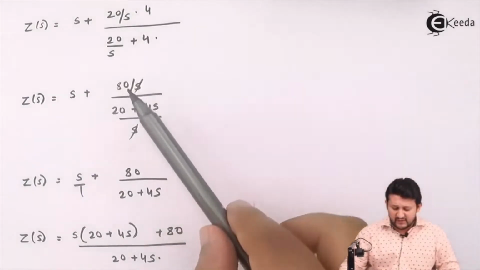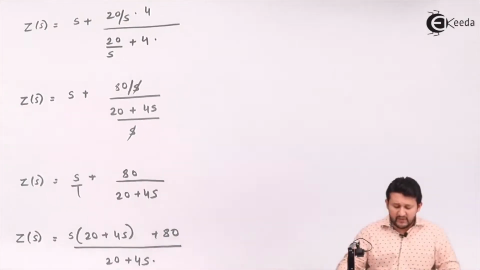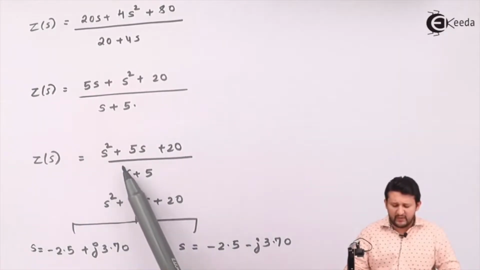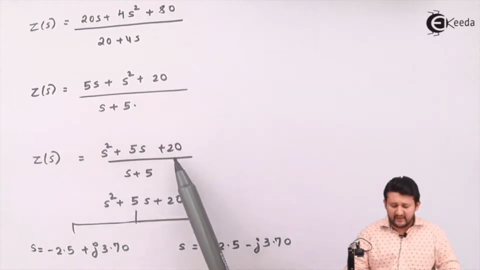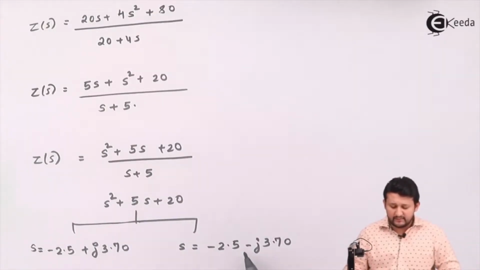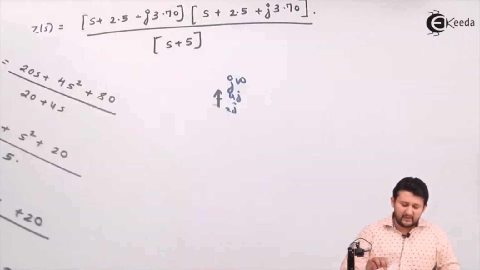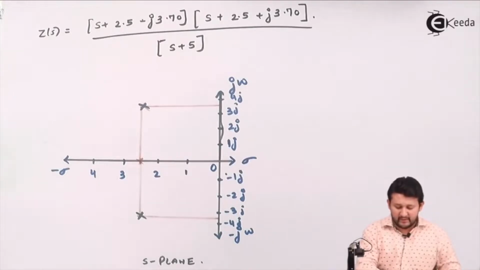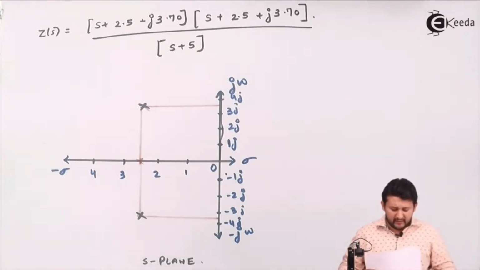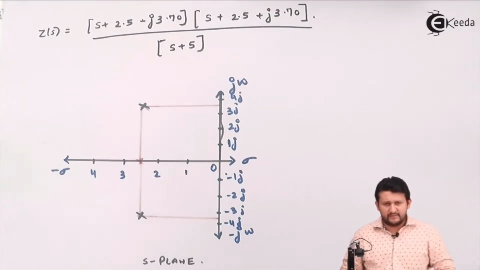After simplification, your Z of S, whatever equation you get, so find the factors. So this is the power one, so you have the factors directly. So find the factors. So S square plus 5s plus 20. Put them to your calculator. You get two values. S square plus 5s plus 20. So just plot it, your numerator as well as your denominator. When you talk about, my dear friends, numerator and denominator, we talk about your poles and zeros.